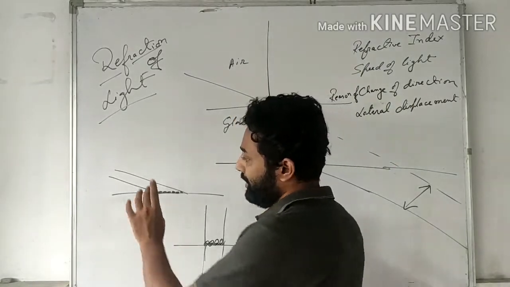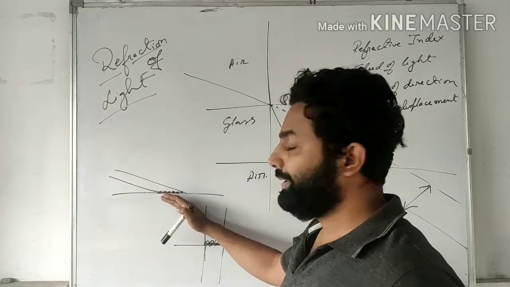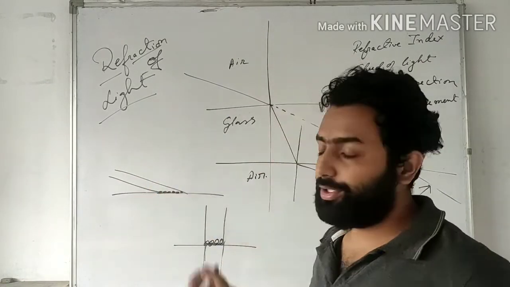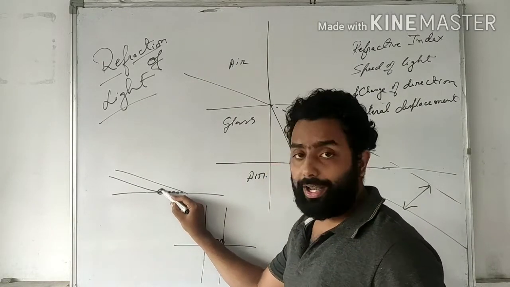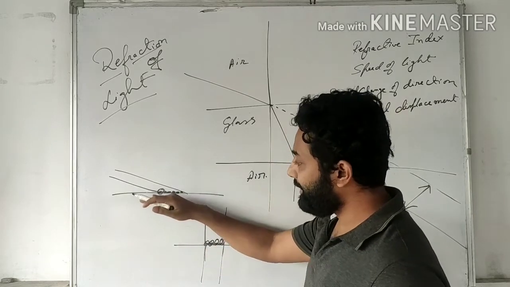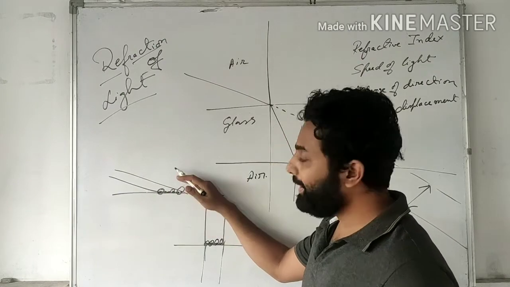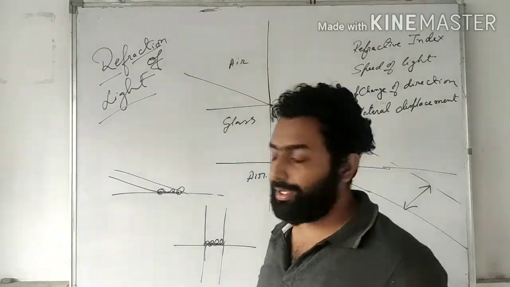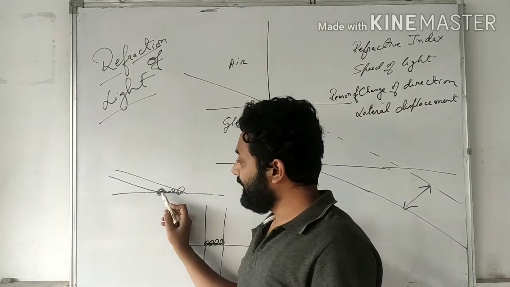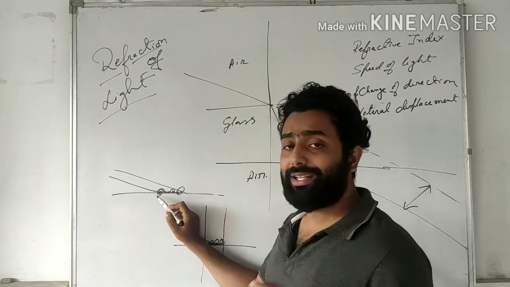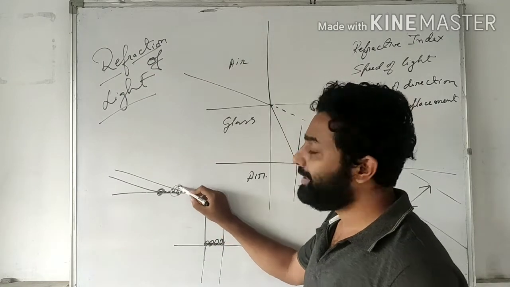But let us consider a ray of light falling at an angle to the surface. What happens? You can see here that this particle, which is at the lower end, hits the surface faster as compared to these particles on the upper side of the ray of light. So this part of the ray will hit the surface and decrease its speed earlier as compared to these particles.